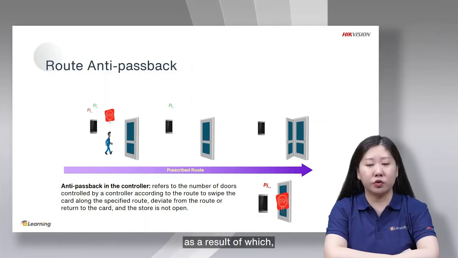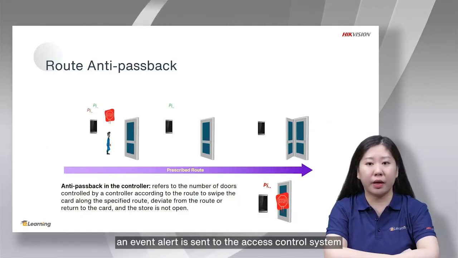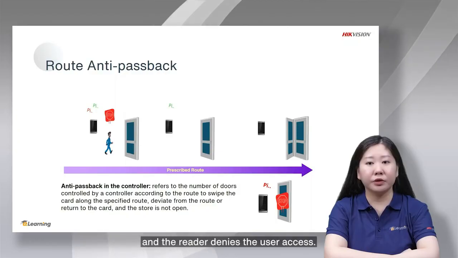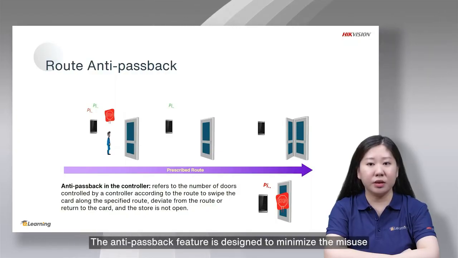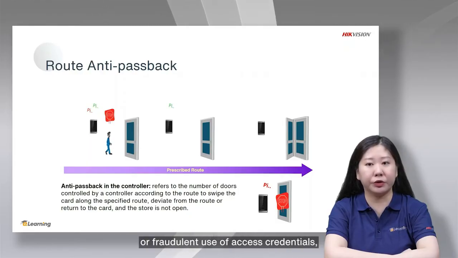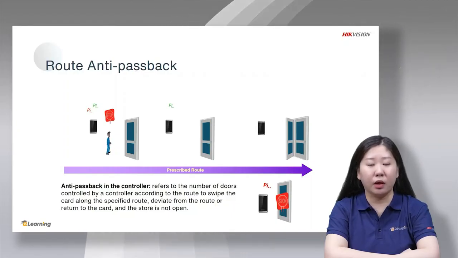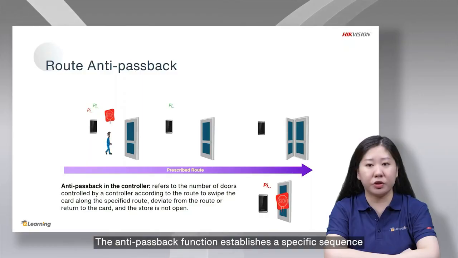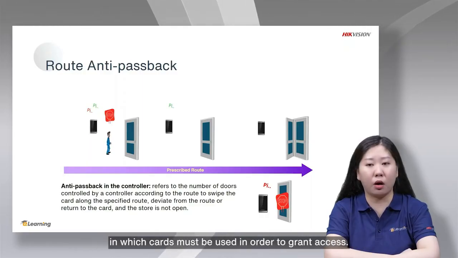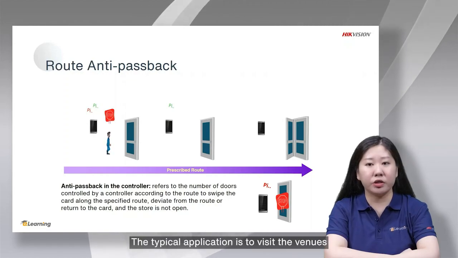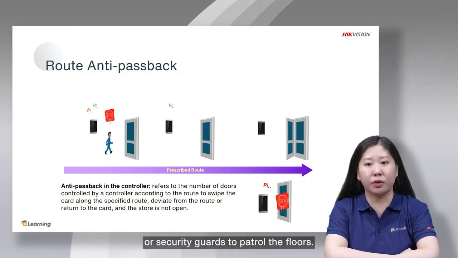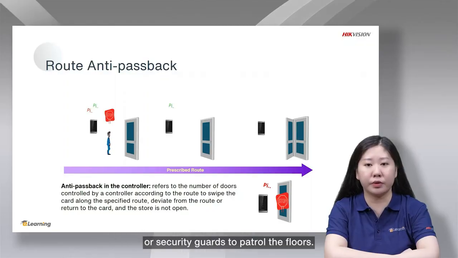As a result, an event alert is sent to the access control system and the reader denies the user access. The anti-passback feature is designed to minimize the fraudulent use of access credentials, such as passing a card back to an unauthorized person or tailgating. The anti-passback function establishes a specific sequence in which cards must be used in order to grant access. The typical application is visiting venues or security guards patrolling the floors.